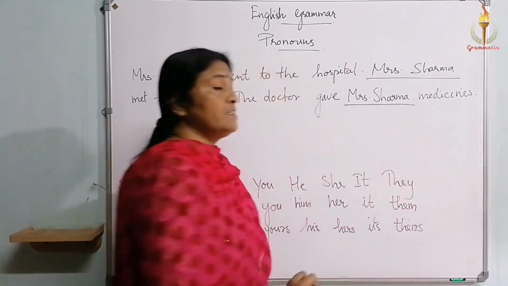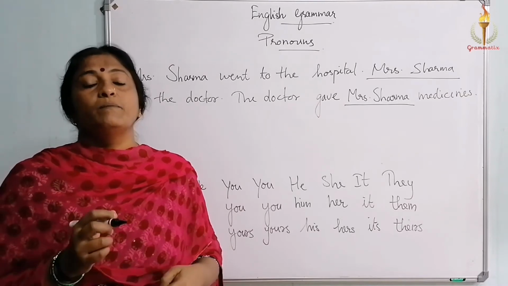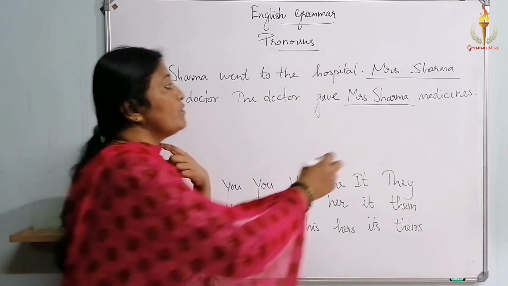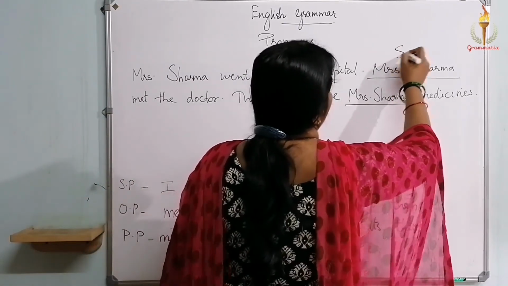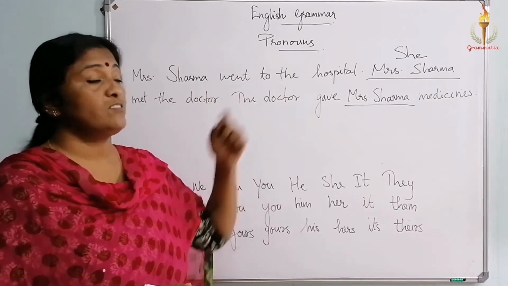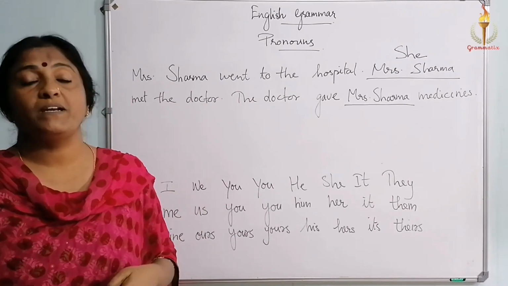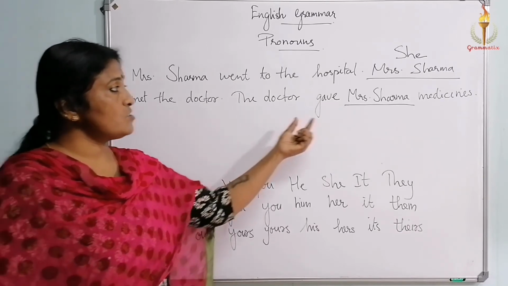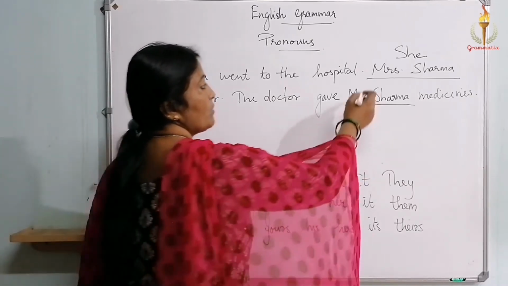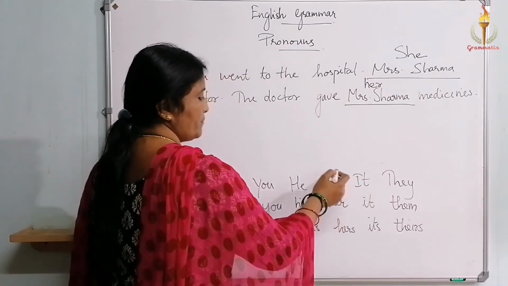Now see, the second line, Mrs. Sharma met the doctor, Mrs. Sharma is a subject pronoun, so we will be putting she there. She is a woman, so it is she there. The third sentence, the doctor gave Mrs. Sharma medicines. Here Mrs. Sharma is just coming after the verb, so it will be the object pronoun. So instead of that, you can put her here. That is the object pronoun for she.